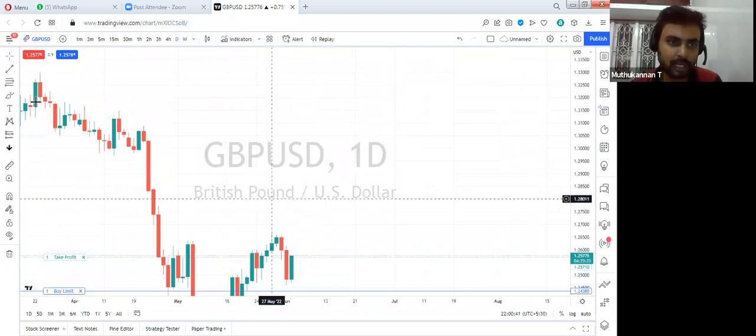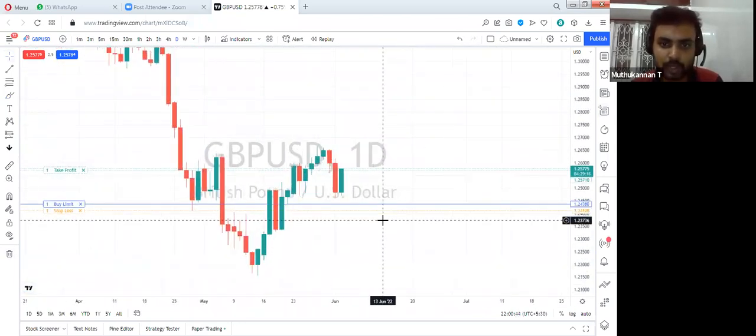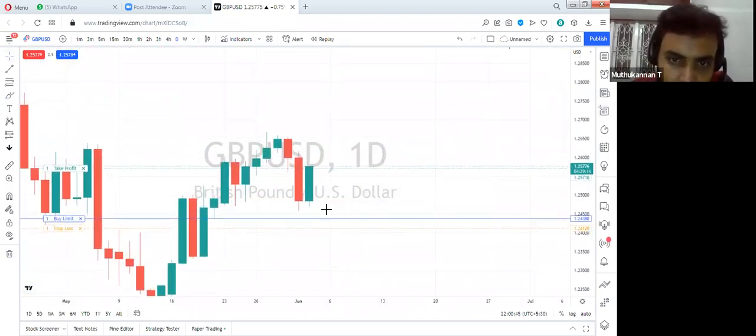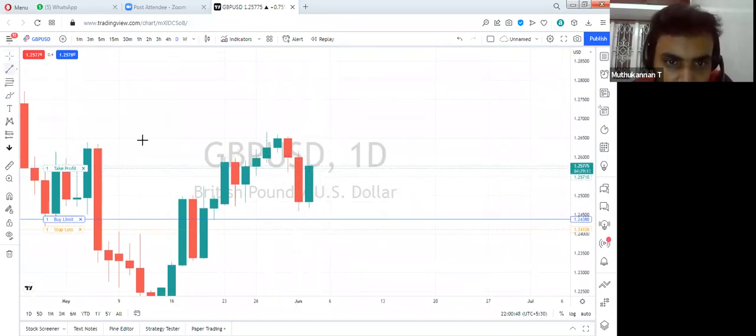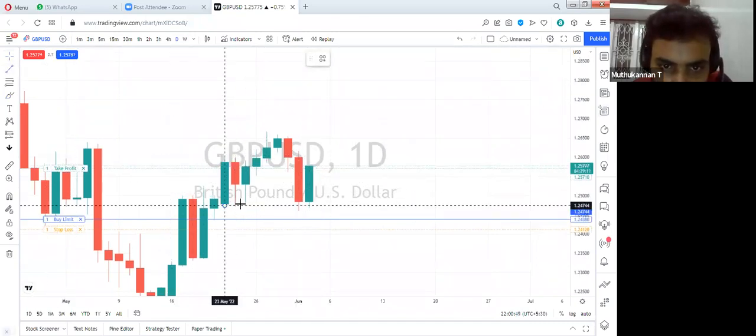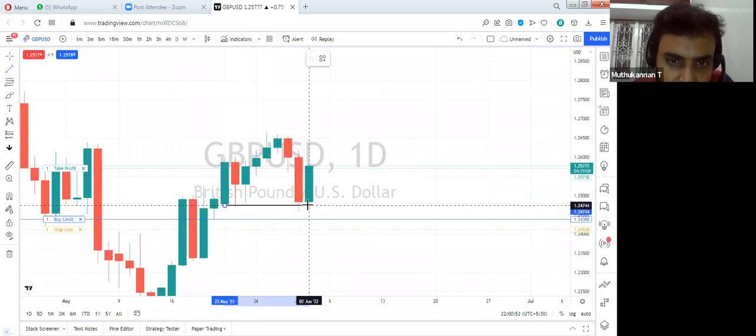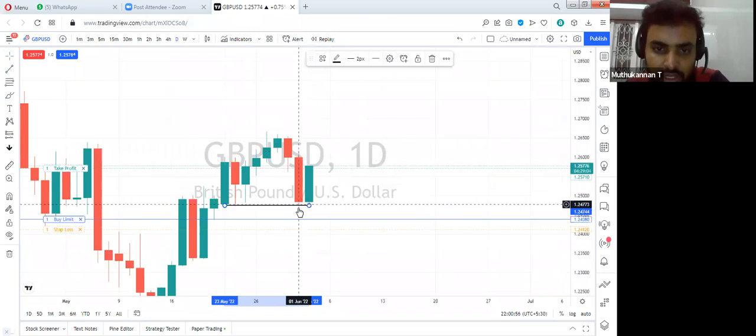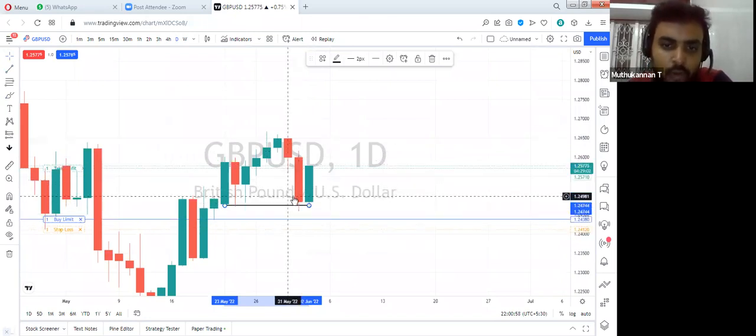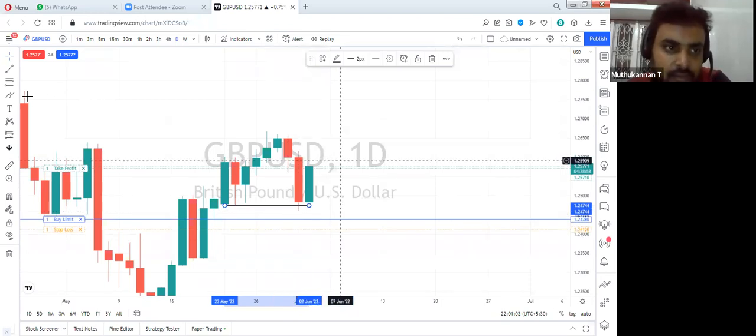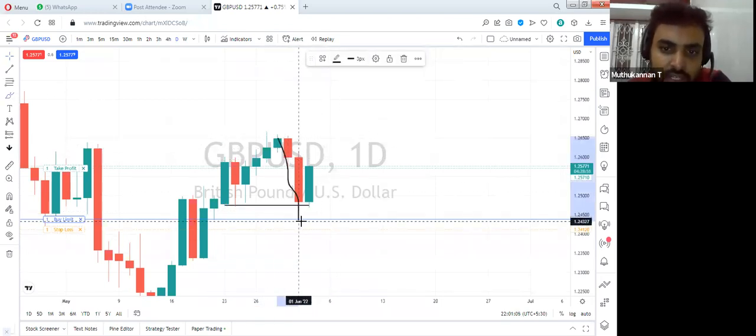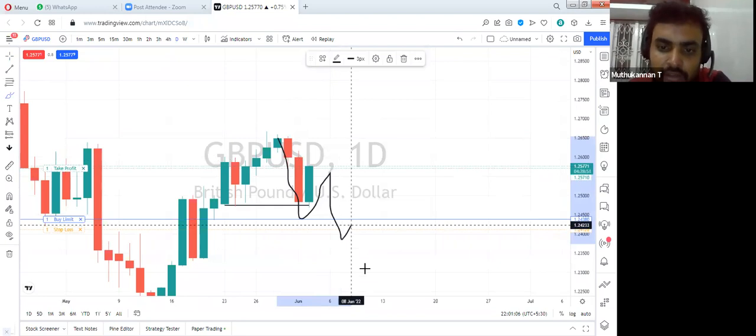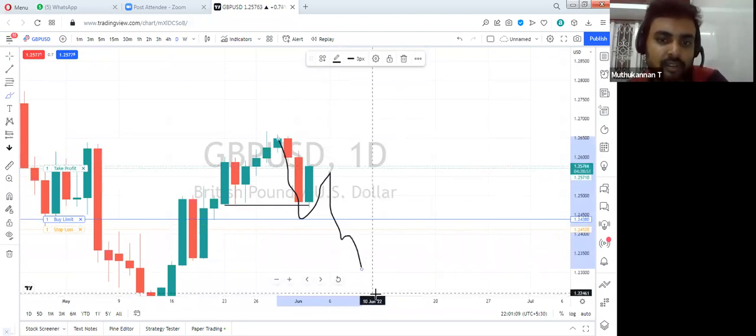Let me delete everything and go to yesterday. This was yesterday's candle. I saw the break of structure happened here. Even though it is not a proper break of structure, you can just consider this a break of structure. Now I know as soon as it has broken the structure, price will retrace and continue the downtrend. This is my expectation.